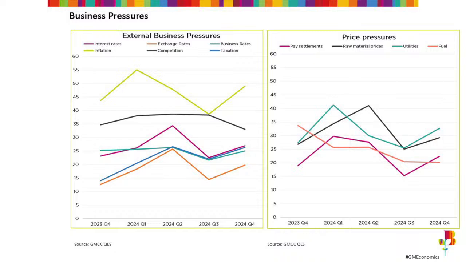But if we look specifically at prices, we have a slightly different trend in GM to what some other chambers are reporting is happening in their region. Now, utilities seems to be the number 1 concern in this quarter. In some quarters, it has been raw material prices. But what is different in GM is around pay settlements. So that's this magenta line here. So wage inflation is actually a factor.